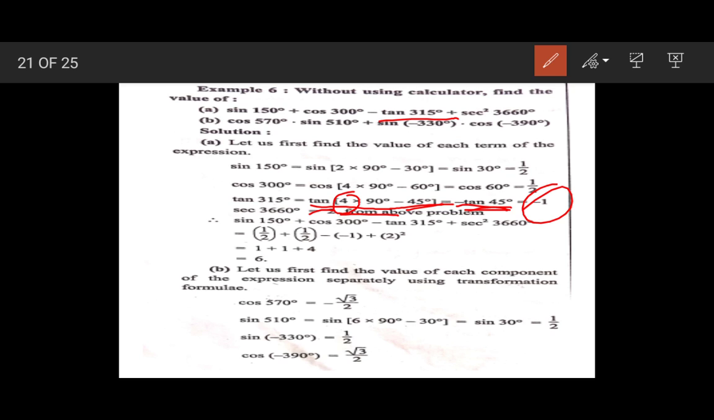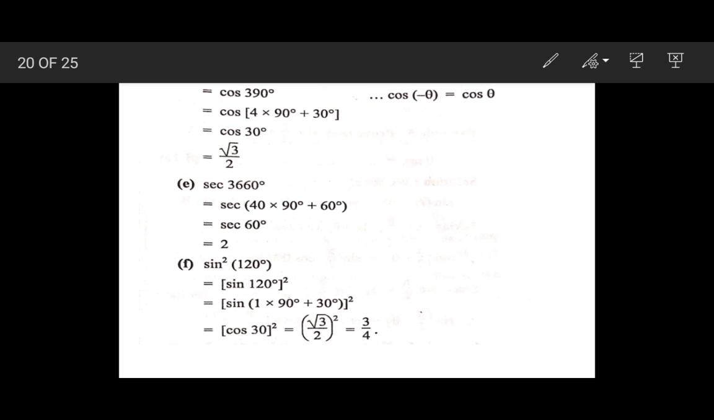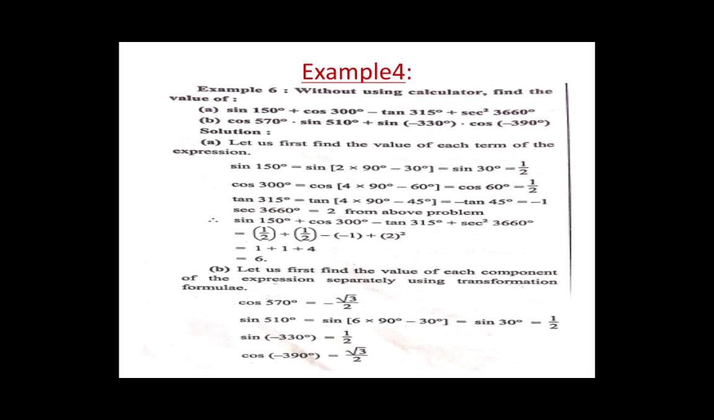Then next is sec 3660 degree. So like the previous one, sec 3660 degree, we know the value for sec 3660 degree, that is equal to 2. So from this same method we are getting sec 3660 degree as 2. So we are going to use it in this sum.